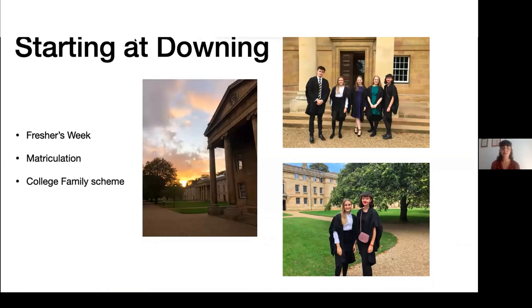So your first experience, if you were to study at Downing, would be Freshers Week, which is organised by the second year Freshers Reps. So the main two things of Freshers Week at Downing are matriculation and the College Family Scheme. So the College Family is a thing that happens across Cambridge. You are assigned two college parents in the year above you, one of whom will do your subject, and then you have one or two college siblings. And on family day, you meet your college parents, they generally take you punting, you just spend the day together.